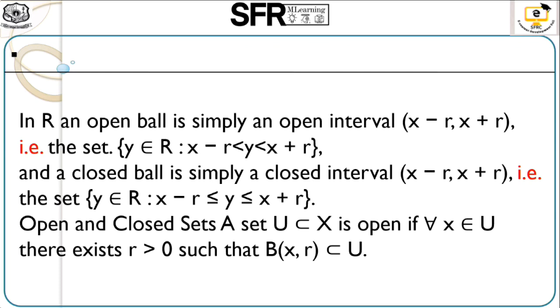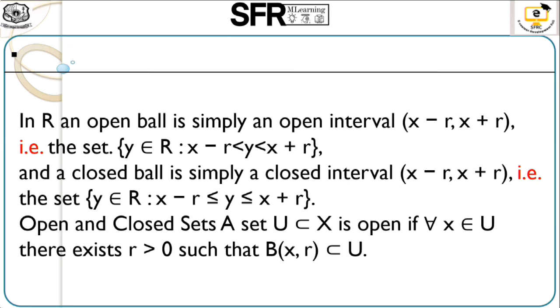In R, an open ball is simply an interval, that is, the open interval x minus r comma x plus r is the set. That is, there exists a point y belongs to R such that y lies between x minus r and x plus r. Suppose a closed ball is simply a closed interval, that is, y lies between x minus r less than or equal to y less than or equal to x plus r. Here the endpoints are also included in the interval, but in the open interval the point y must be taken strictly inside the interval.